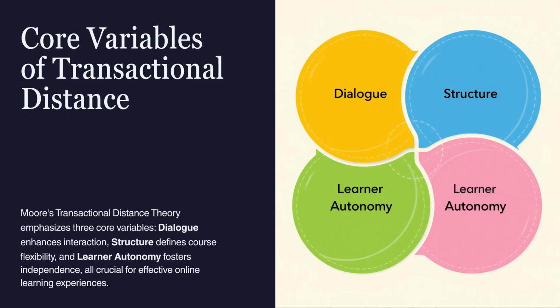As you can see, I have the four circles: dialogue, structure, learner autonomy, and learner autonomy for both. Moore's transactional distance theory emphasizes three core variables. As you can see on the slide, these are all crucial for effective online learning experiences.